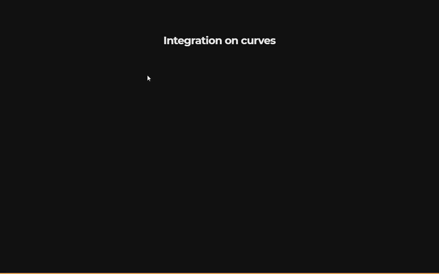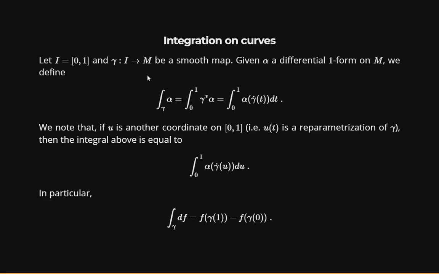Now, this part is not really interesting. I won't be needing it, but if you have a differential one form, you can integrate it on curves. You can pull it back on the interval where the curve is defined, and you can calculate the integral. For the differential of a function, it just gives you the usual thing: the integral on a curve is the function at the end point minus the function at the starting point. But I don't even know why it's here.